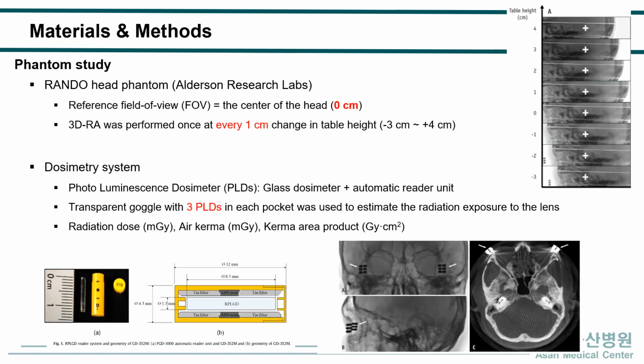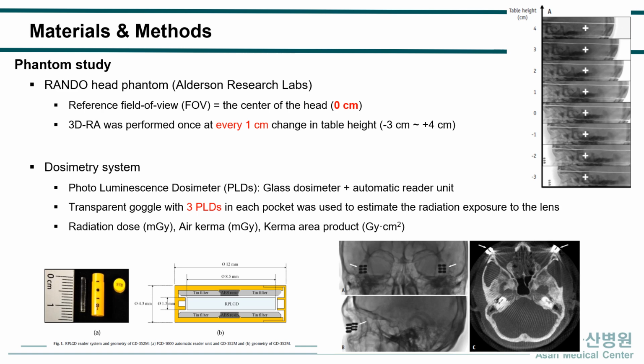A Lando head phantom was used in the phantom study. The center of the head was the reference FOV, and 3D-RA was performed once at every 1 cm change in the table height. Measurement of lens radiation dose was performed by a photoluminescence dosimeter from Japan.